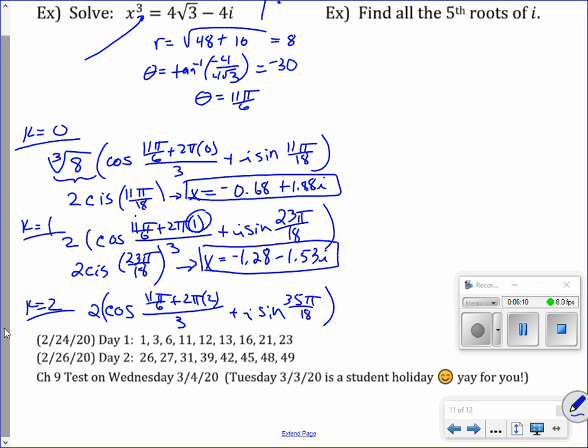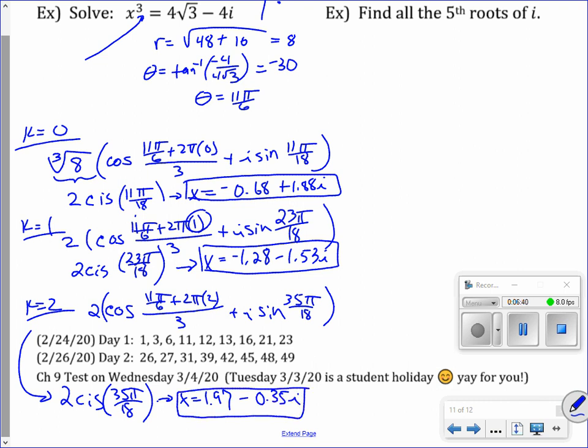All right, so we have 2 cis of 35 pi over 18. In your calculator, if you do 2 times the cosine of 35 pi over 18, you get 1.97. So that's my x equals, and then minus 0.35i. We'll do one in class next time that comes out to prettier answers, not all these decimals. All right, last one.